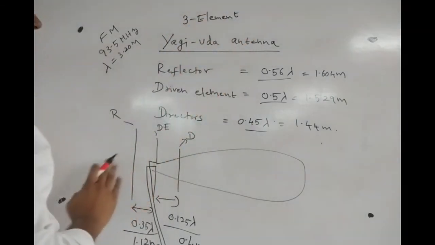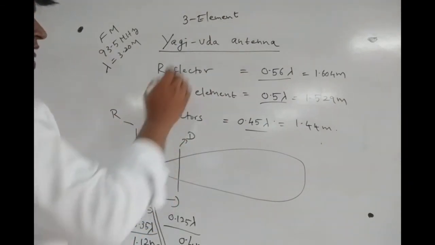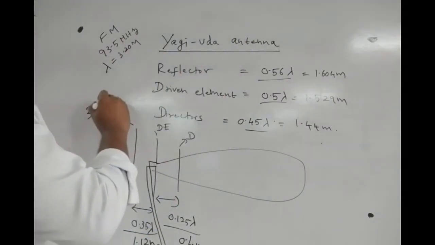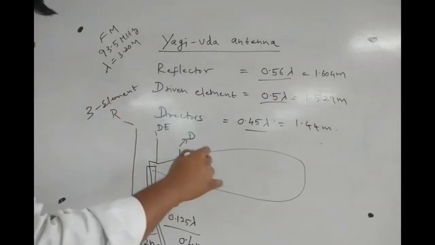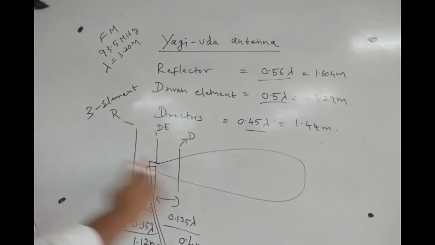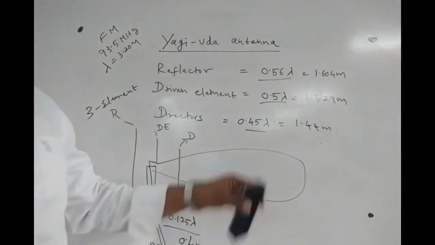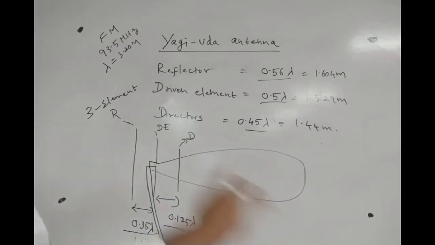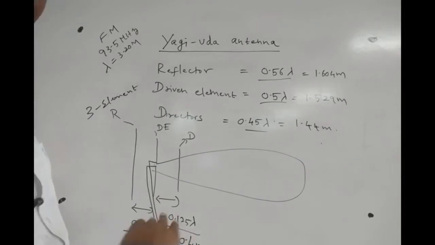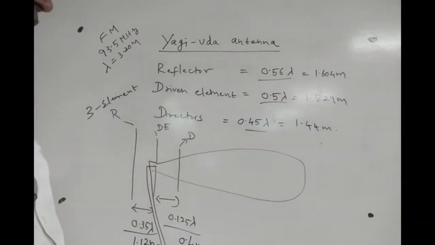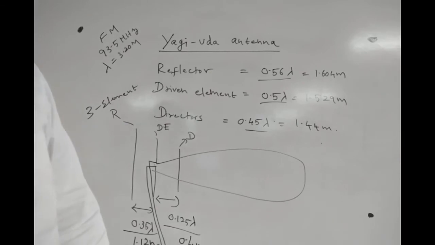Since you have only 3 elements, this is a 3-element Yagi. If you put one more director, then it would be a 4-element Yagi. If you put another director, it is a 5-element Yagi. By increasing more number of directors, you can increase the directivity. As I already told you, by stacking more and more number of elements horizontally, you can improve the directivity. Okay, you can achieve high directivity by increasing the number of directors.